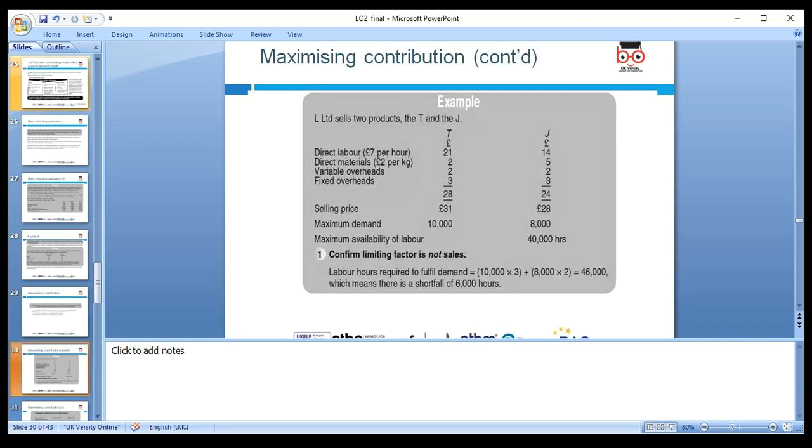If we have a limiting factor, say the maximum labor hours available are 40,000, and we have demand of 10,000 and 8,000. To make product T requires 3 hours per unit, so 30,000 hours, and product J requires 16,000. Overall, we require 46,000 hours to meet the demand for both products, but we have only 40,000, so we are 6,000 short.